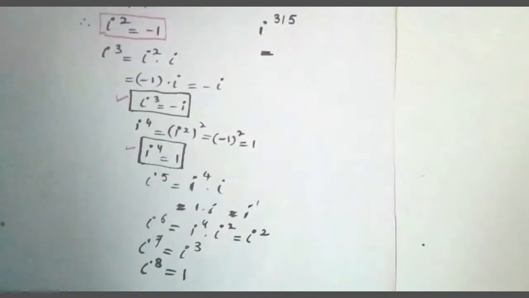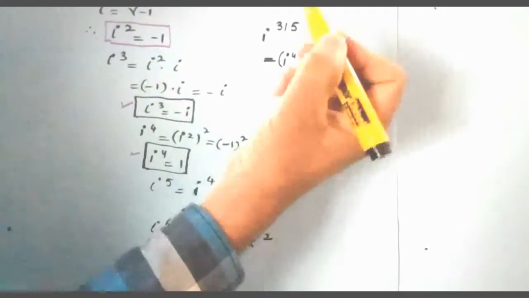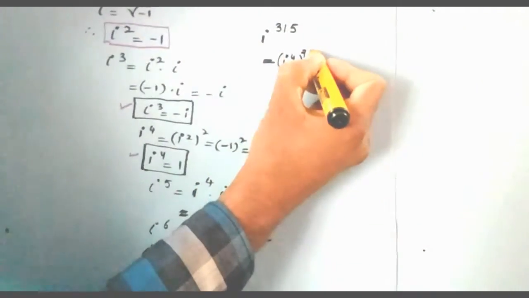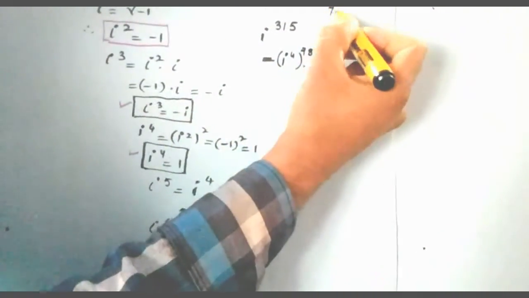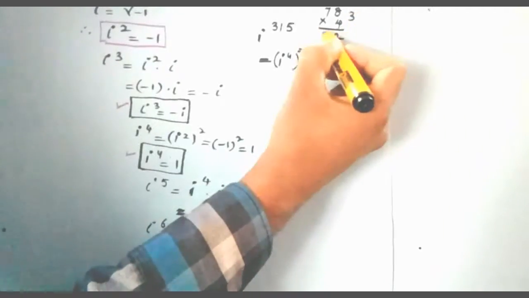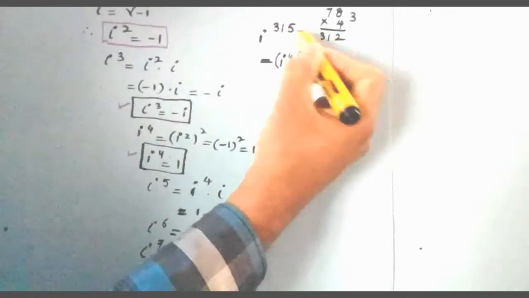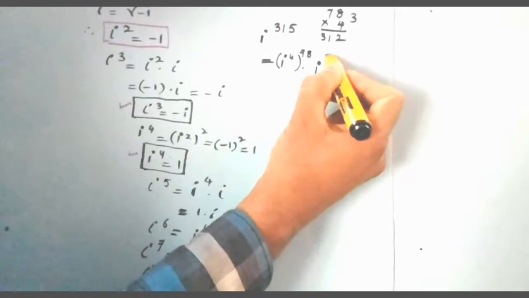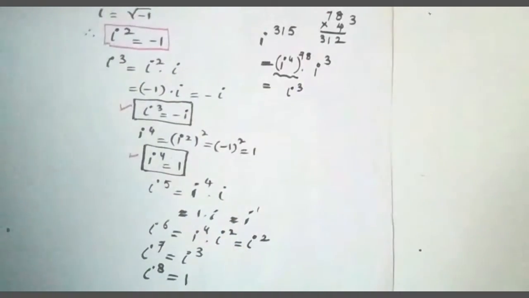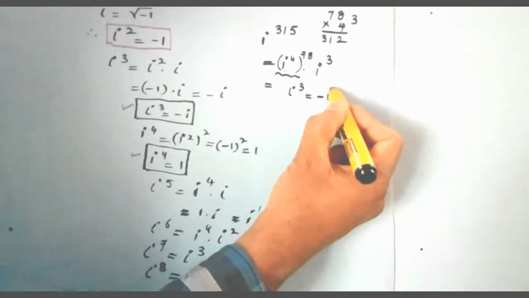If you take multiples of 4, where will this 315 come? Just by removing 4, you can write i to the power of 4 to the power of something, and here you will get 78. So what is 78 into 4? 4 8s are 32, 7 4s are 28 plus 3, that is 312. We are getting 312. So what I wrote here is i power 4 to the power of 78, 312 is already completed. The remaining power is 3. So this is 1, and directly we get i to the power of 3. What is i to the power of 3 again? i cube equals minus i. Therefore i cube equals minus i.